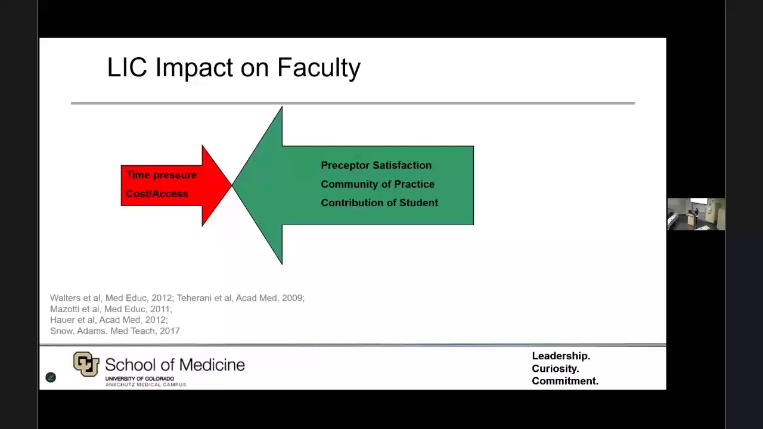And there are many studies that we'll walk through in brief here that show the weight of increased preceptor satisfaction, development of a community of practice, and ability of students to meaningfully contribute in patient care that can be really positive, supportive, and protective factors for faculty.